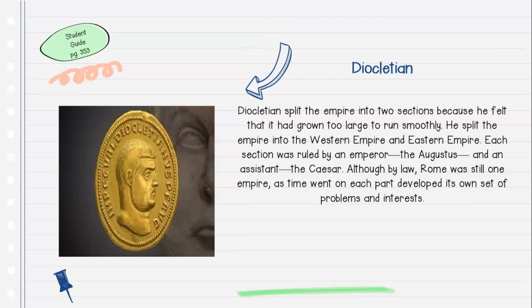Diocletian. Diocletian split the empire into two sections because he felt that it had grown too large to run smoothly. He split the empire into the Western Empire and the Eastern Empire. Each section was ruled by an emperor, the Augustus, and an assistant, the Caesar. Although by law Rome was still one empire, as time went on, each part developed its own set of problems and interests.